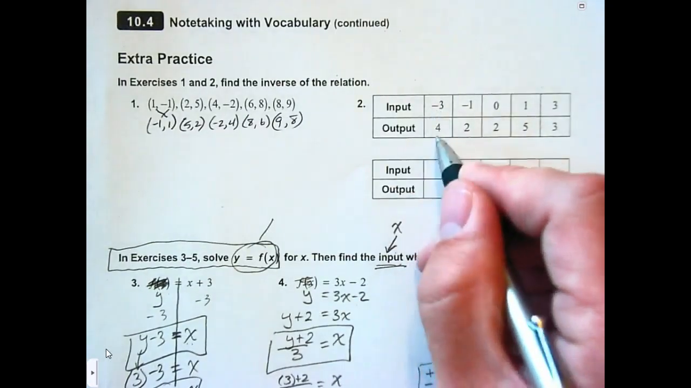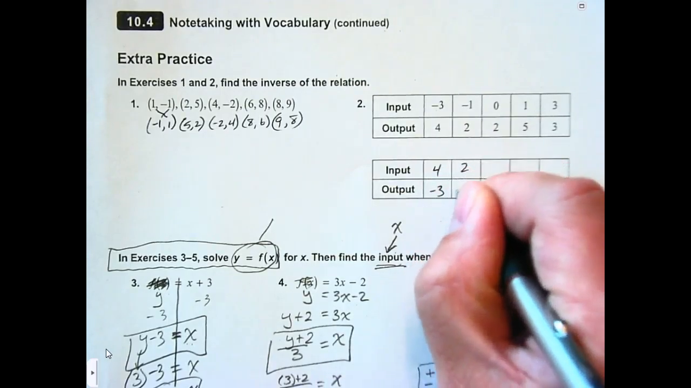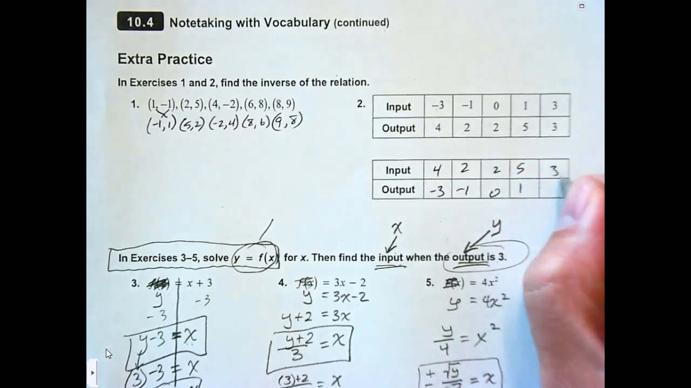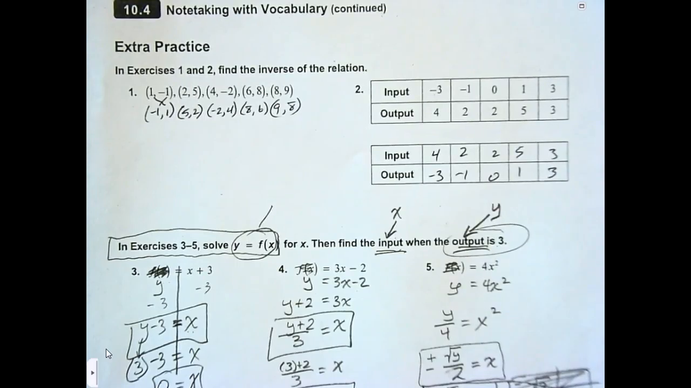Okay? Switch x and y. Switch your input output. 4, negative 3. 2, negative 1. 2, 0. 5, 1. 3, 3. That one was easy. Okay. Oh, did I say number 2? That's number 2.